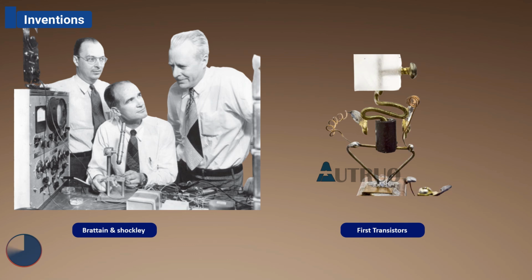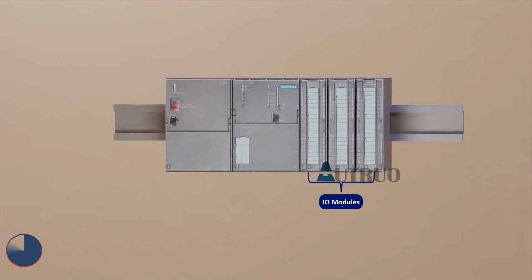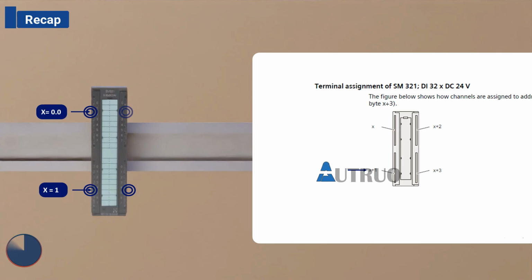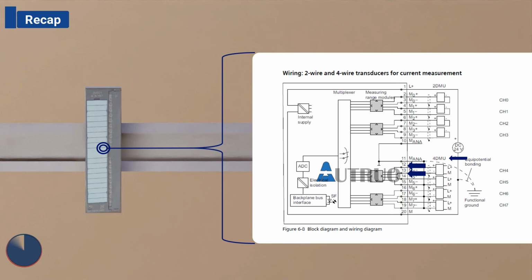Now let's do a quick recap. We started off looking at digital I/O modules. The termination assignments were looked at in detail. Finally, we ended off looking at analog I/O modules. The way these devices were wired was discussed in detail.